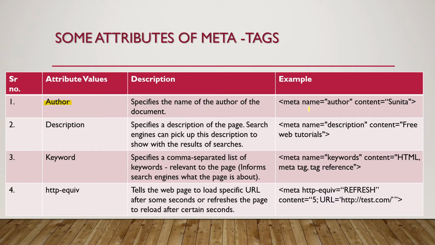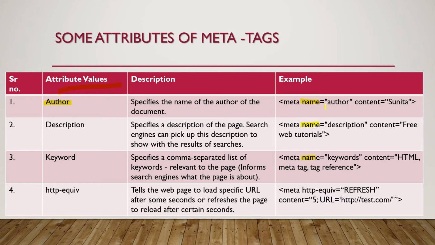Let's see the example. Metadata. Every time whenever you are using these values, you have to use name. So the name of the attribute is author. Again here we have used name. Name of the attribute is description. Again we have used name. Name of the attribute is keyword. Now see here, we have not used name over here because with the HTTP equiv we don't have to use name. So with these three we are using name.